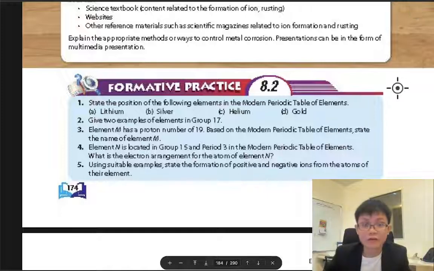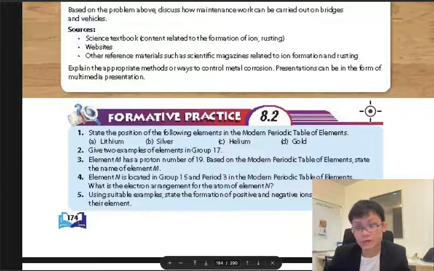If no question, let's try to do a few questions. State the position of the following elements in the periodic table. What is the position of lithium, silver, helium, and gold? I do number 1 first. You try to do B, C, D. Lithium.